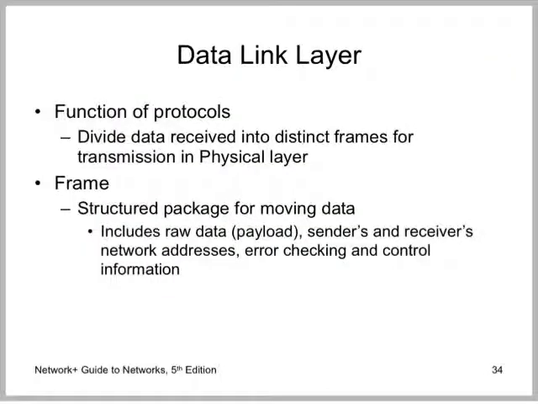Then the data link layer's function is basically to divide the data received into distinct frames, getting ready to go into the physical layer. The structured packet is now moved in, and it's raw data. Sender and receiver information is in there, error checking is in there, control information is in there, all in the packet frame.